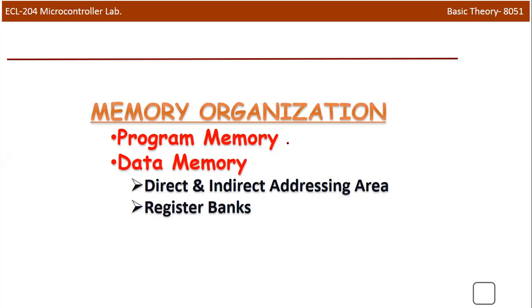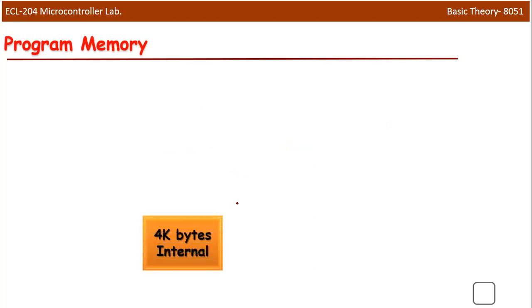So the program memory is known as ROM or flash memory, and the data memory is known as RAM. Also we will see some terms, direct and indirect addressing area, and register banks, that we will discuss. So first we will discuss the program memory. When we discussed the features of 8051, we mentioned that the internal program memory is 4K bytes. So this is the capacity of the 8051 internal ROM. We can use this memory to store the program.